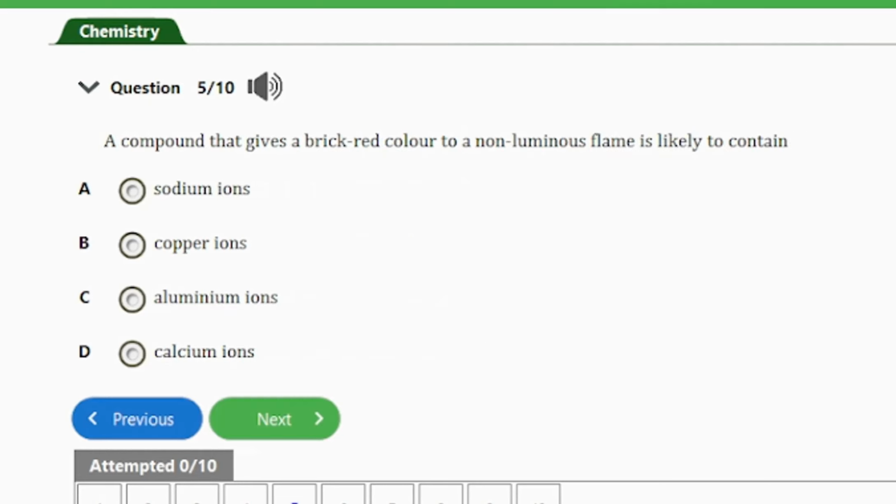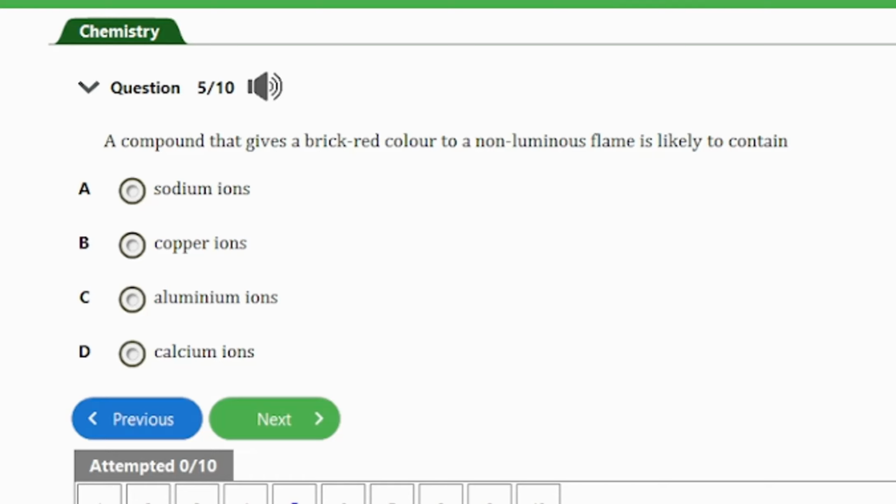Question number 5 here. It says, a compound that gives a brick red color to a non-luminous flame is likely to contain A. Sodium ions, B. Copper ions, C. Aluminum ions, D. Calcium ions. So guys, the answer to this question is option D here. Calcium ions.